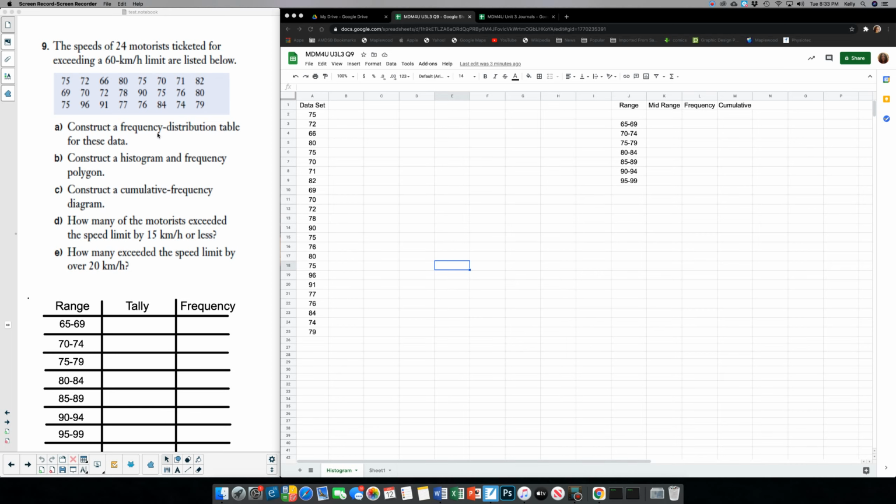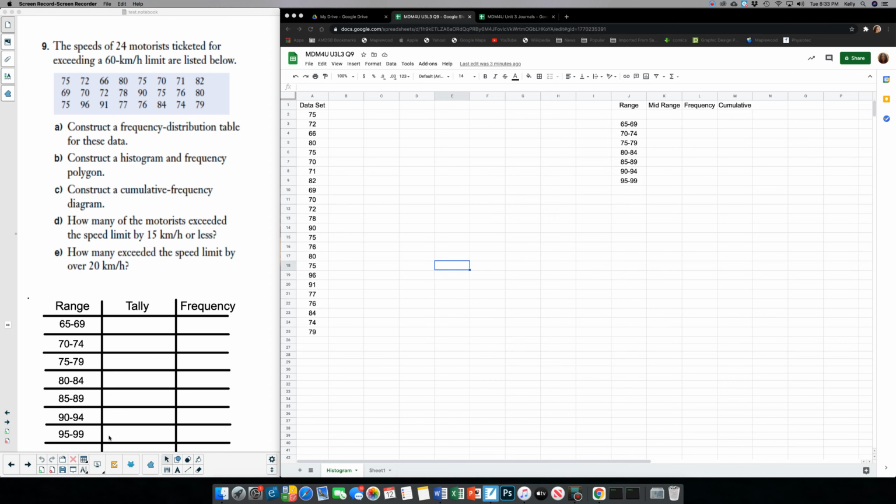Hello everybody. I was asked to make a quick video about this question here. Speeds of 24 motorists ticketed for exceeding the 60 kilometers per hour limit are listed below. So this is how fast they were going. And it says construct a frequency distribution table for these data.